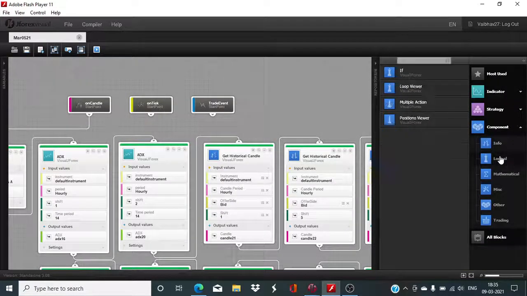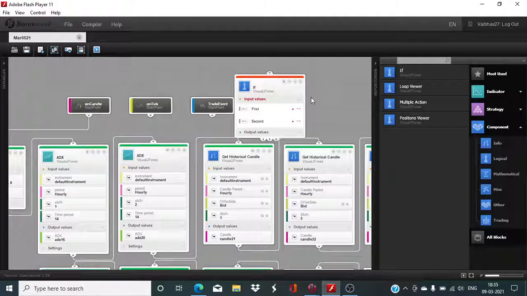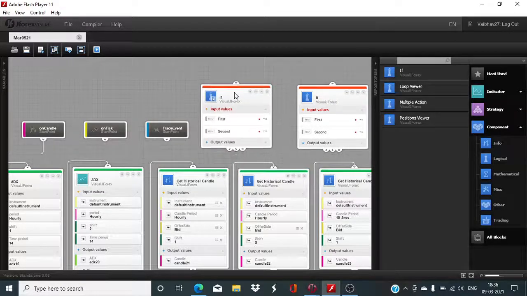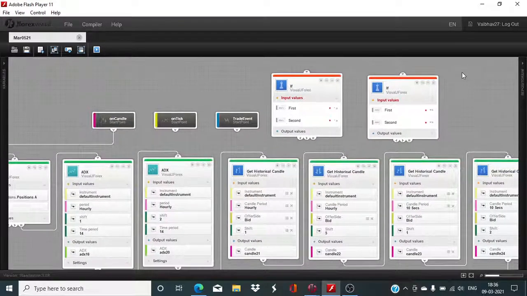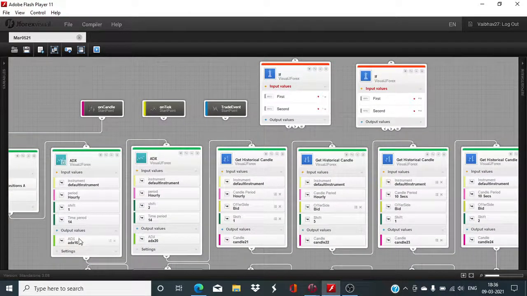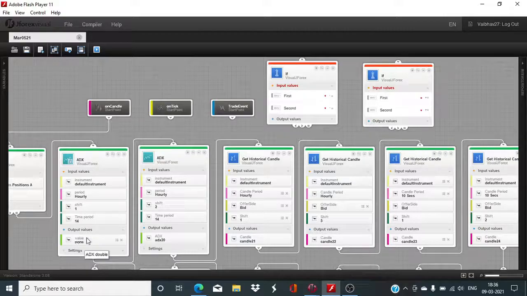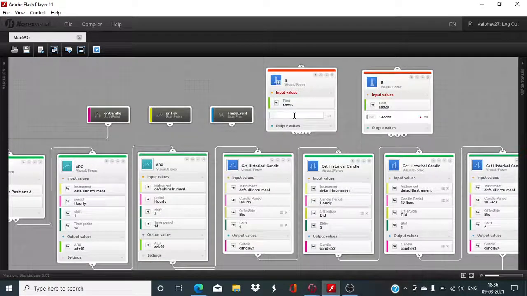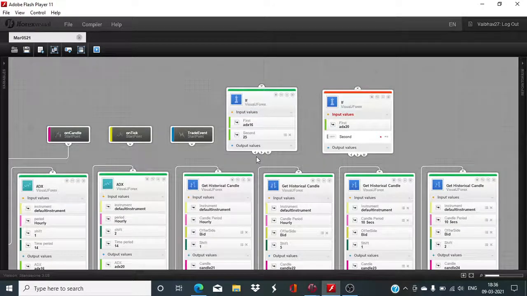Components, if ADX value, and this one also needs to be above 25. The ADX 16 should be crossing above 625. So here the first input is greater than the second input, and ADX 20 should be below 25.